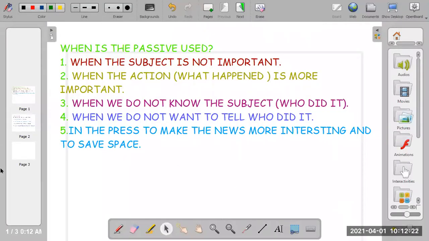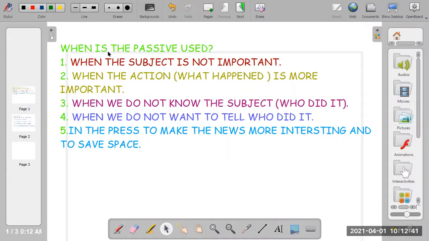Now you can see that, yeah? Okay, so number 1, when the subject is not important. Number 2, when the action, what happened, is more important. 3, when we don't know the subject, who did it. 4, when we don't want to tell who did it. 5, in the press, to make the news more interesting and to save space.